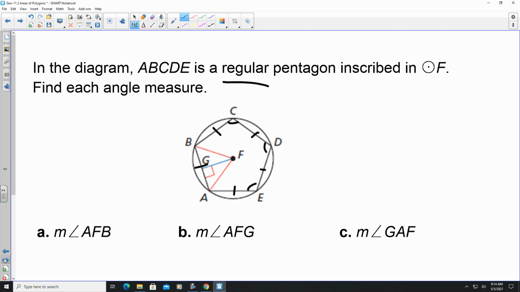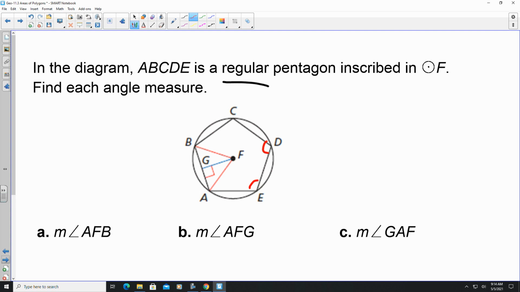Now, with that being said, we have some different angles here that they're asking us to find specifically. The first one is they want us to find AFB, this angle here. In order to get to that point, I need to figure out what this angle is here and what this angle is here, because that's going to help us figure out the rest of the unknowns.